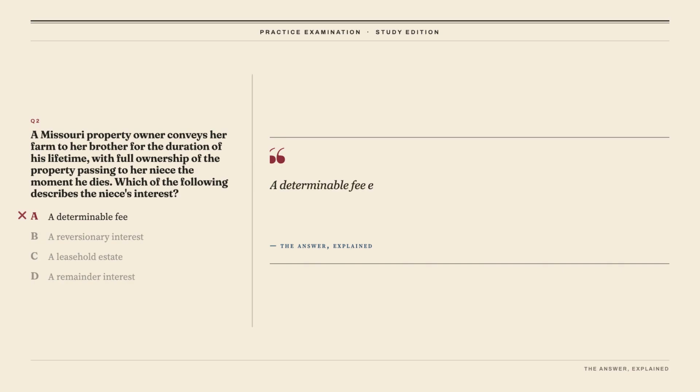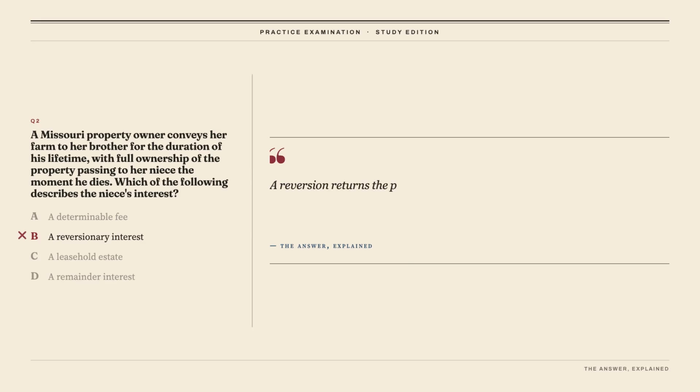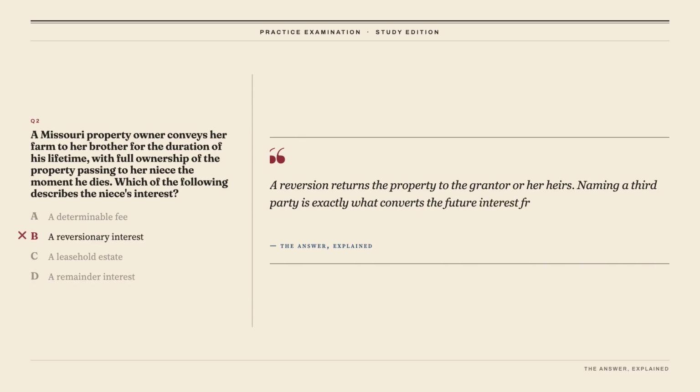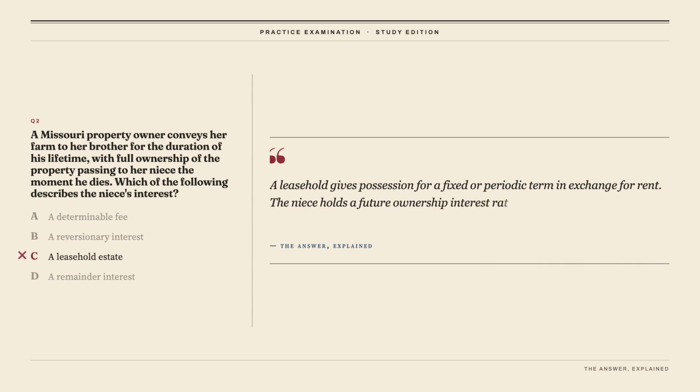A is wrong because a determinable fee ends automatically on the happening of a stated event. The estate here is measured by a person's life, which is the defining mark of a life estate. B is wrong because a reversion returns the property to the grantor or her heirs. Naming a third party is exactly what converts the future interest from a reversion into a remainder. C is wrong because a leasehold gives possession for a fixed or periodic term in exchange for rent. The niece holds a future ownership interest rather than any right to occupy now.